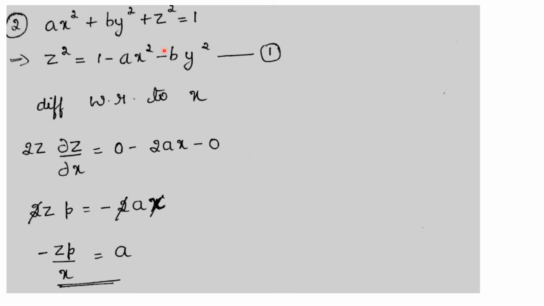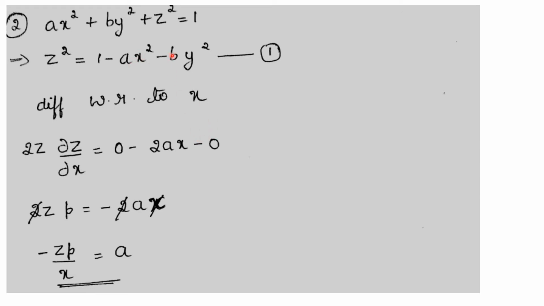So I need to differentiate this equation 1 first, according to step 1, partially with respect to x. What is the differentiation of z square with respect to x? Differentiation of z square with respect to x is 2z into dou z by dou x, equal to differentiation of 1 with respect to x. 1 is a constant with respect to x, so differentiation of 1 with respect to x is 0, minus differentiation of x square into a with respect to x. Differentiation of x square is 2x, and 2x into a is 2ax.